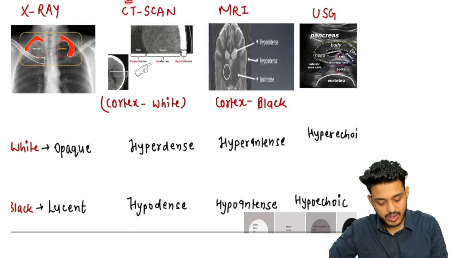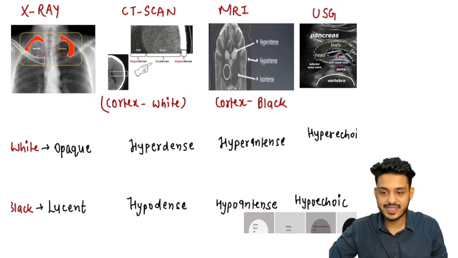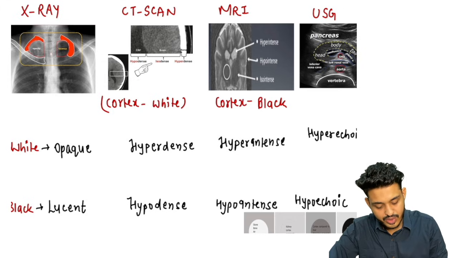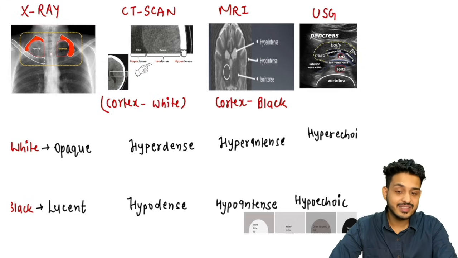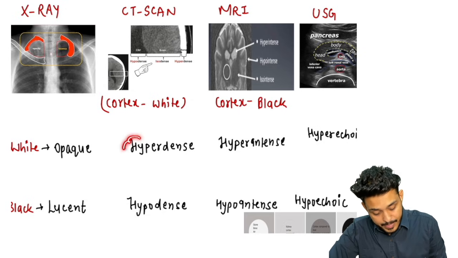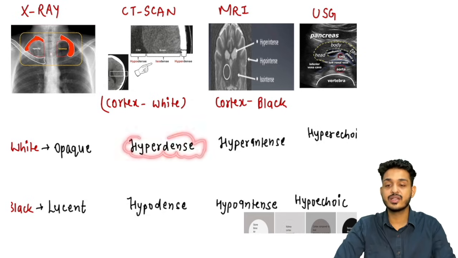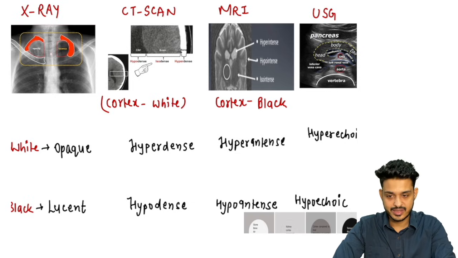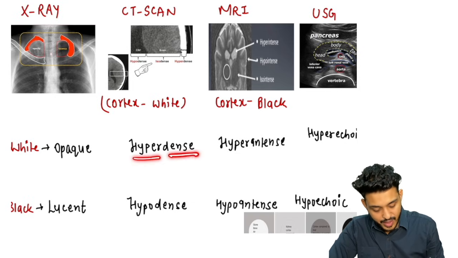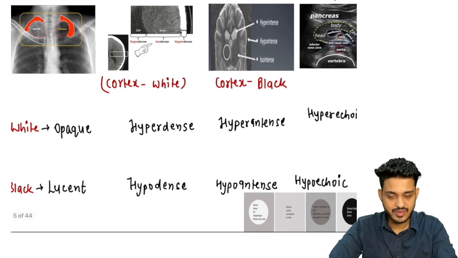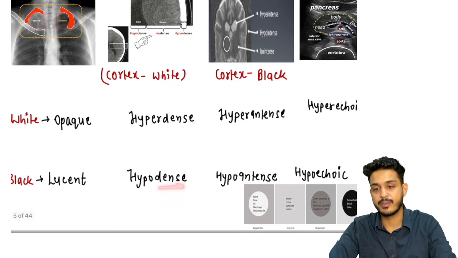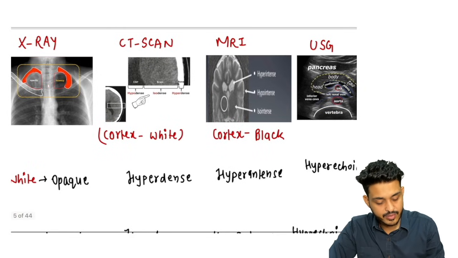Second thing we have is your CT scan. In CT scan, remember, the cortex is going to appear white, and in CT scan, white things are known as hyperdense, and black things as hypodense. Hyperdense means white, hypodense means less whiteness, so it is going to appear black.